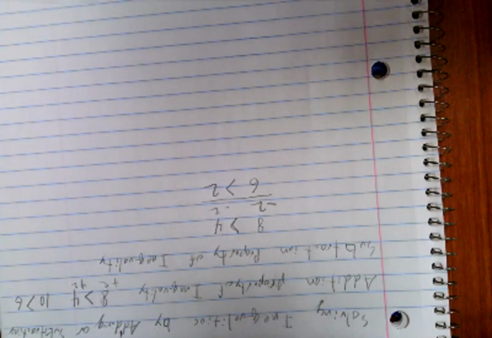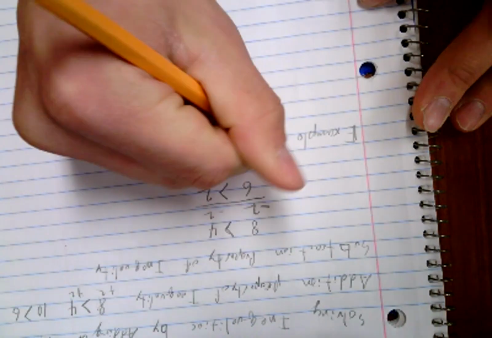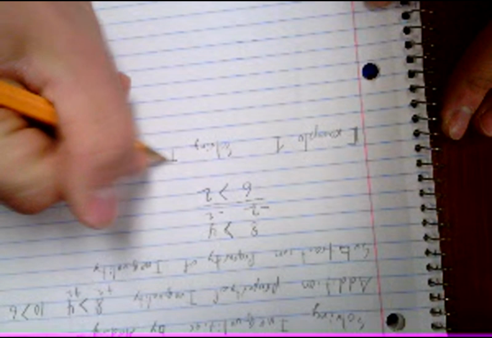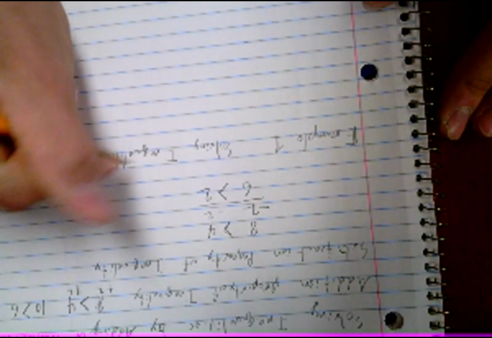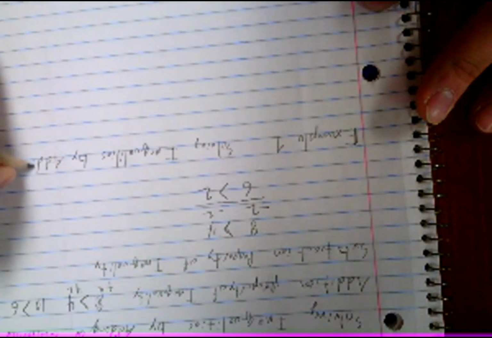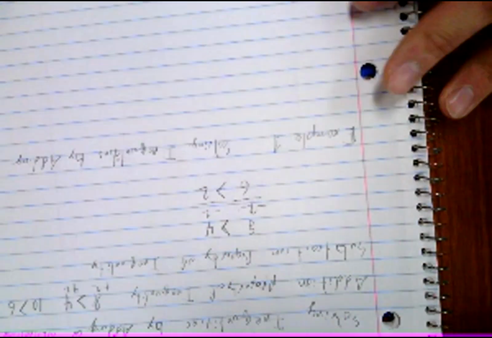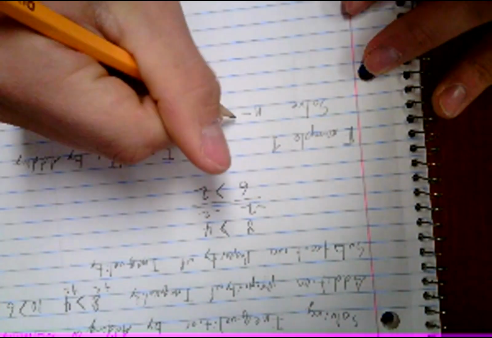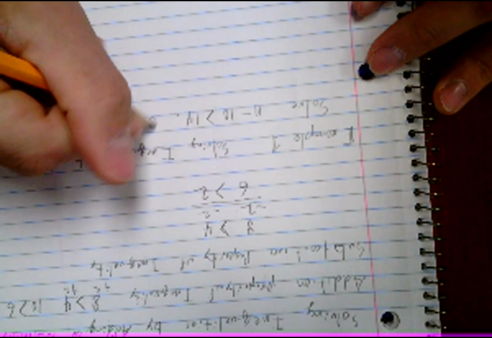Now we're going to go into an example. Again, this is example 1 in your book: solving inequalities by adding. The problem says solve n minus 10 is greater than 14, then graph the solution.